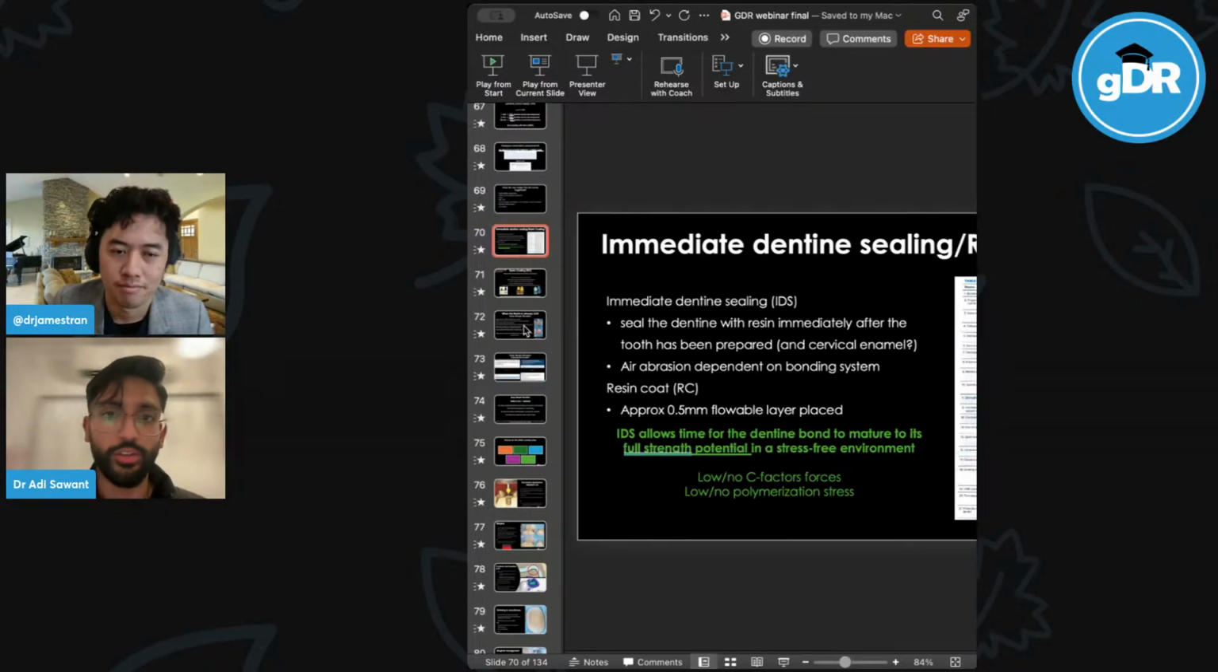Yeah, just don't use that. It's decent for cementing your overlays after, because it's got high filler content, but not for the IDS layers. Use a thin flowable layer, put 0.5 millimeters.